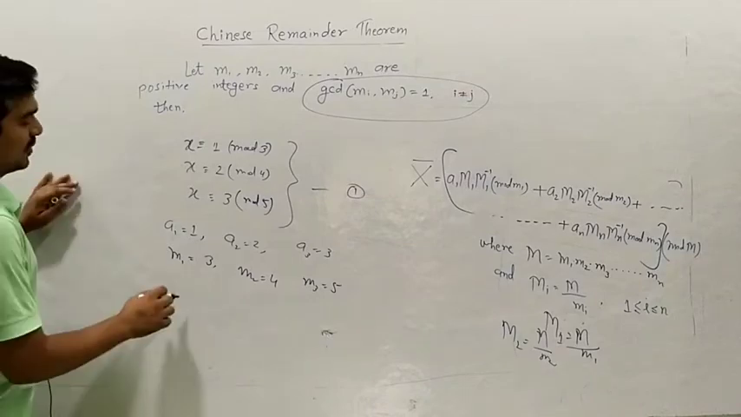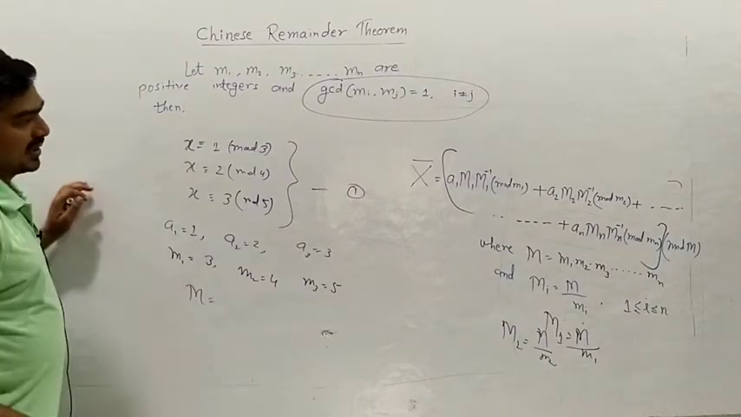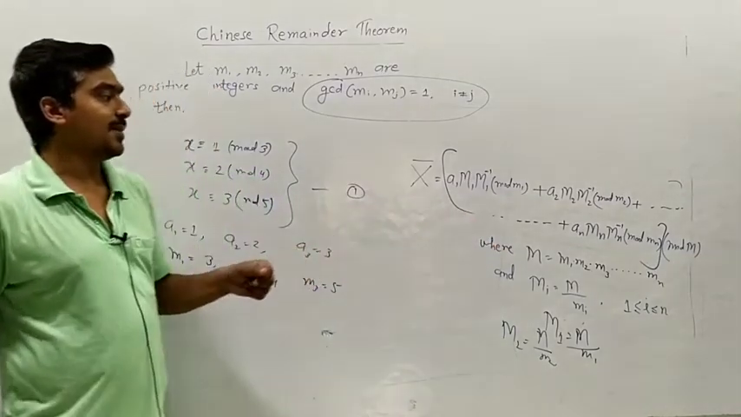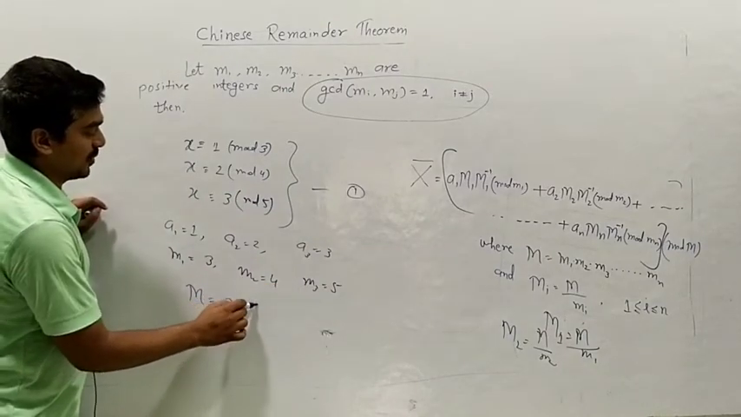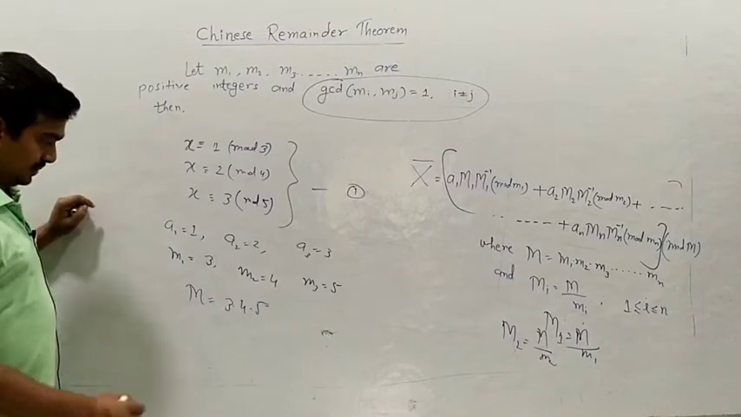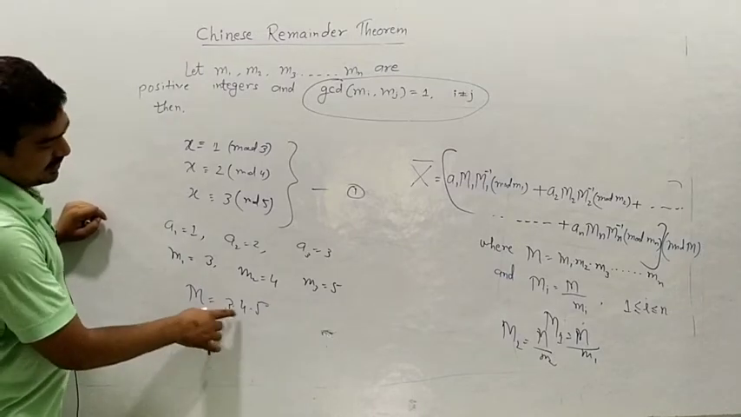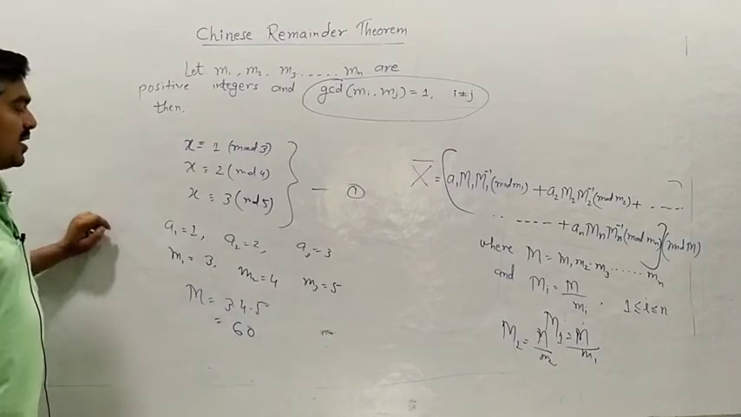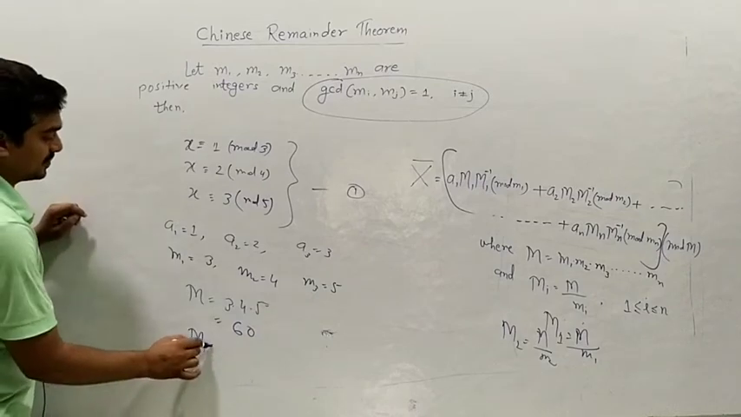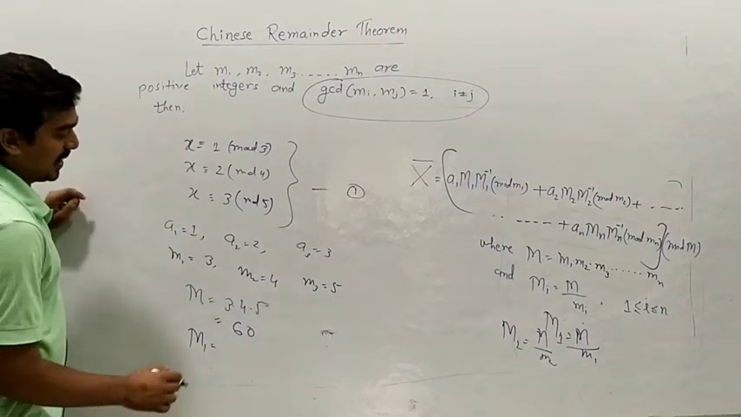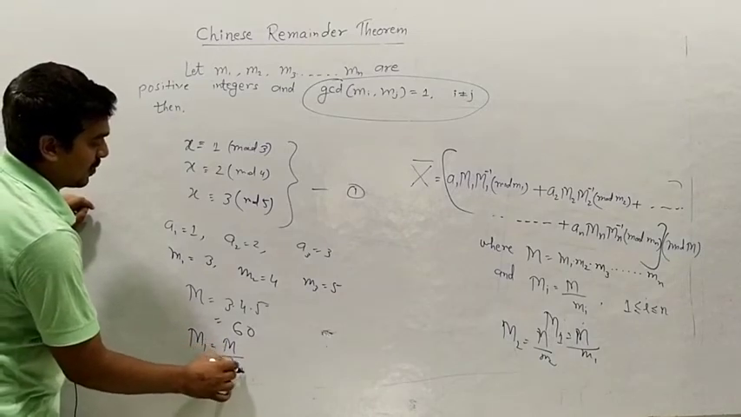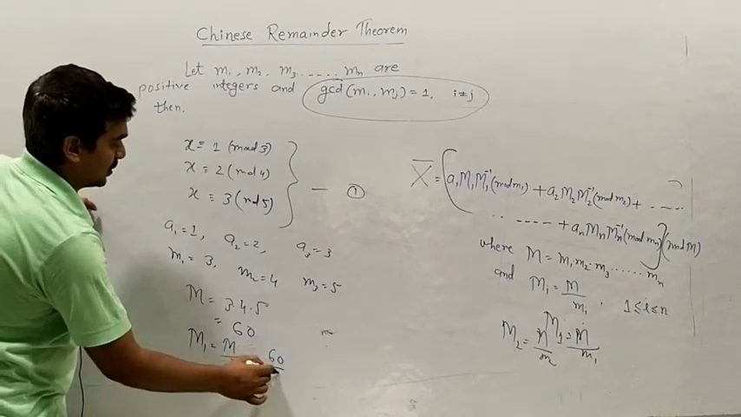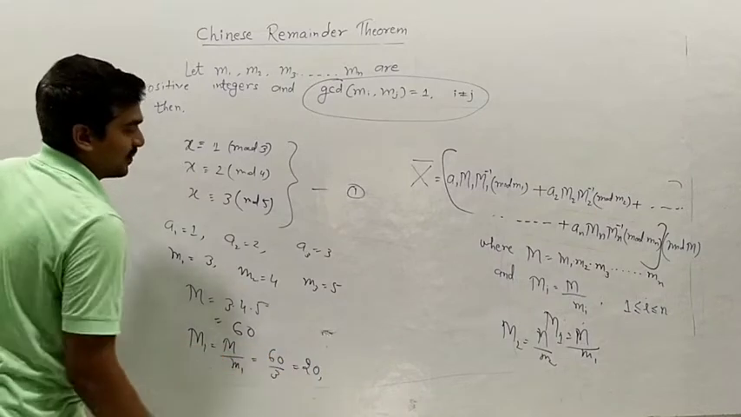Okay, now we calculate capital M. What is capital M? Capital M is the product of m1 m2 m3, that is 3 into 4 into 5, that is 60. Okay, what is capital M1? That is capital M upon small m1, that is 60 upon 3, that is 20.